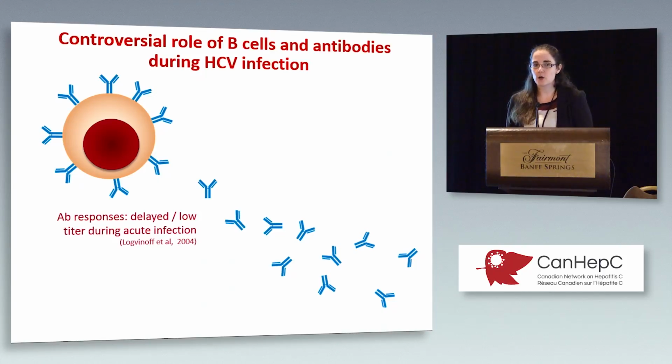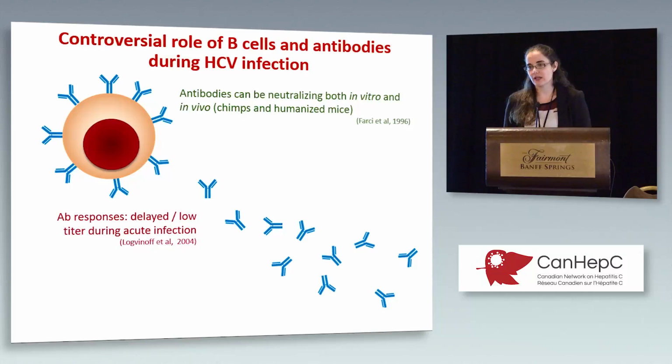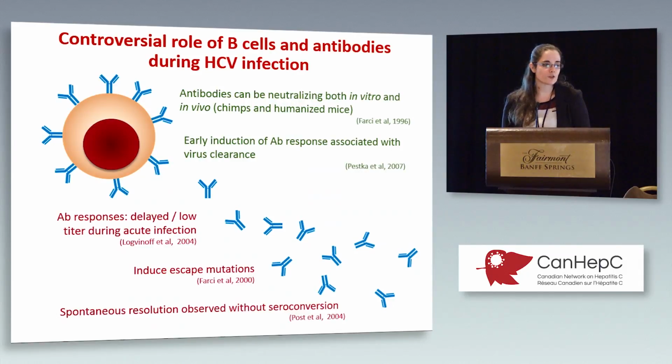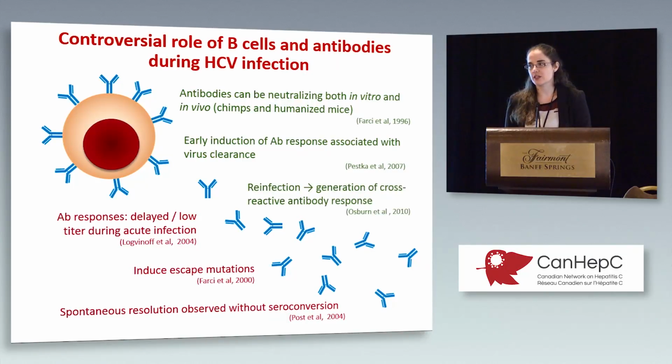It is generally known that the antibody response is slow and delayed during acute infection. However, antibodies can be neutralizing both in vitro and in vivo. Those antibodies can induce escape mutations from the virus, but the generation of an early antibody response was associated with virus clearance in several studies. Other studies showed spontaneous resolution without seroconversion, so in some cases you don't seem to need the antibodies. And in the context of reinfection, the generation of cross-reactive antibodies was observed.